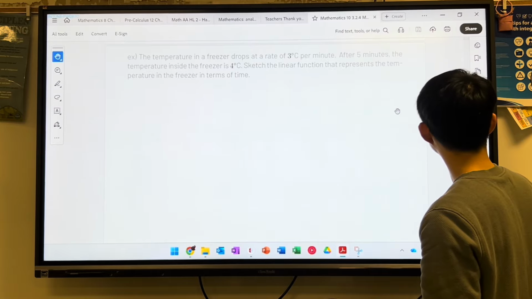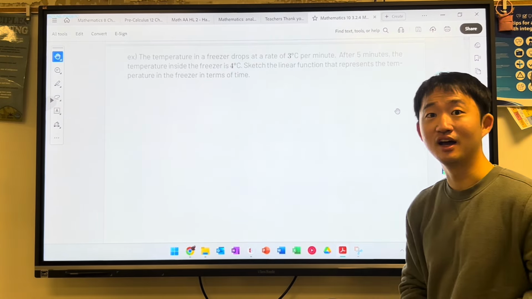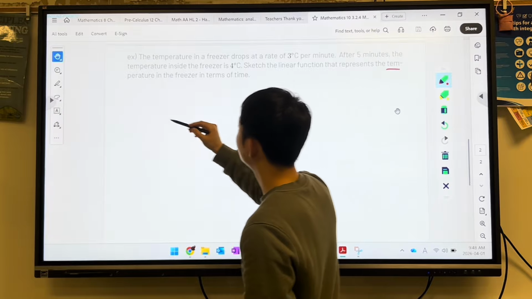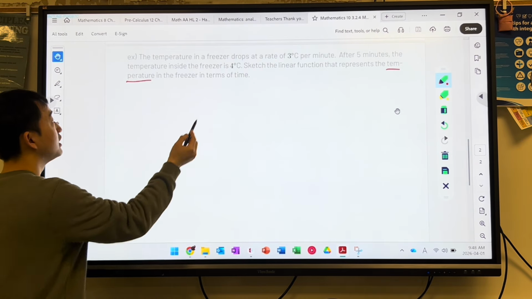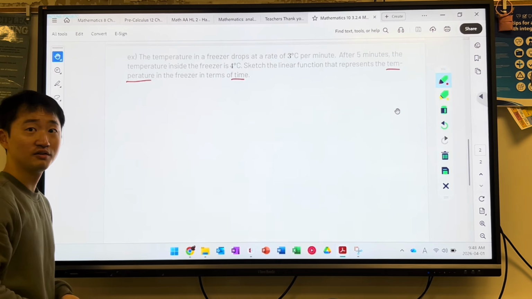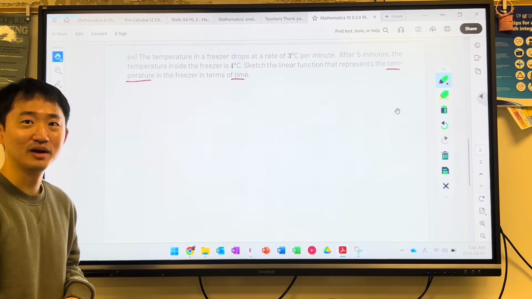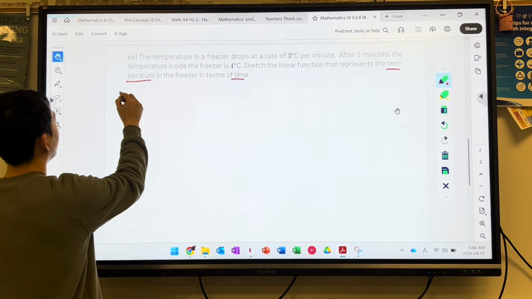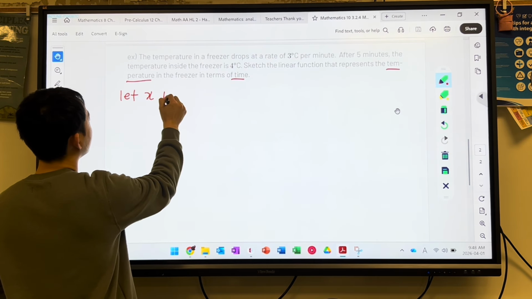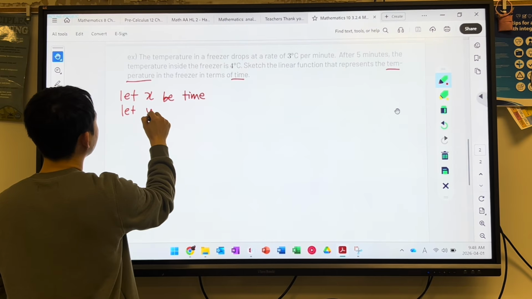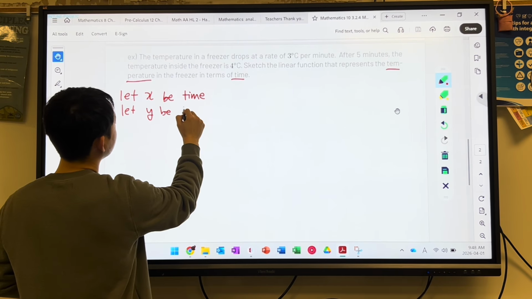Well, first we do the similar thing. We first identify the variables and we declare them. I think the temperature is one of the variables and the time is another variable. When you have time, it's usually the independent variable. So let x be the time, and let y be the temperature.